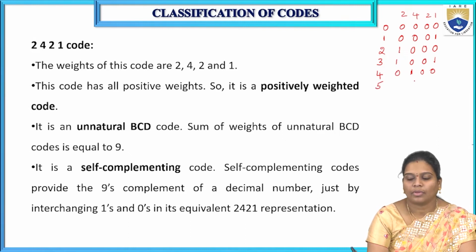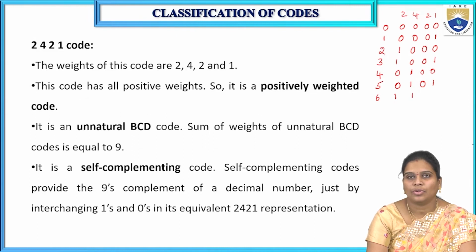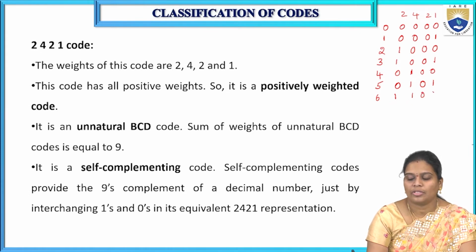Next 5. 4 plus 1, 5. Next 6, 2 plus 4. Either we can add these two or we can add these two. So already for this two, we are taking this position of this weight. So I will take these two positions, 1, 1, 0, 0. Next one is the 7. So 2 plus 4, 6 plus 1, 7. Next 8. 2 plus 4, 6 plus 2, 8. 9. 2 plus 4, 6, 6 plus 2, 8, 8 plus 1, 9.